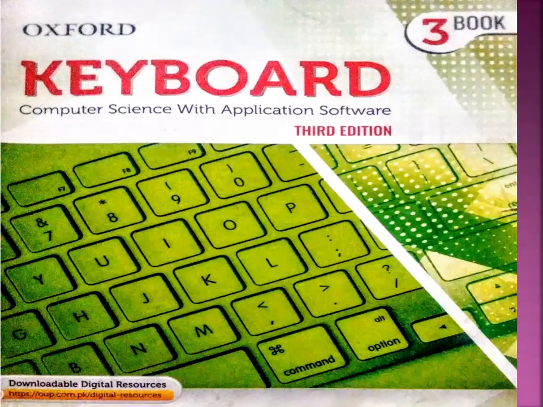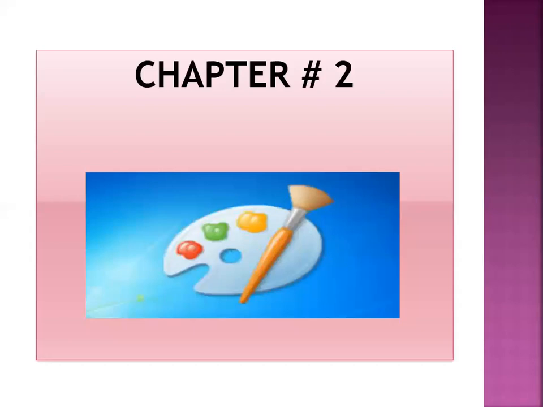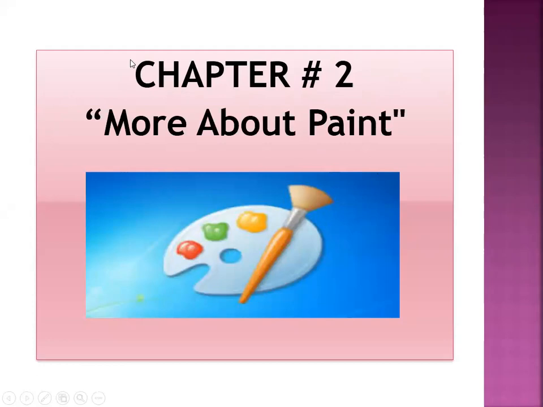So open your computer book. In the previous class, you learned which icon this is. In the previous class, I told you about some software applications. So when you want to draw on a computer, which software will you use? You will use MS Paint. In the previous class, you learned how to make a simple drawing. In this class, you will learn some advanced features of MS Paint. So today we are going to start chapter number 2, that is more about Paint.